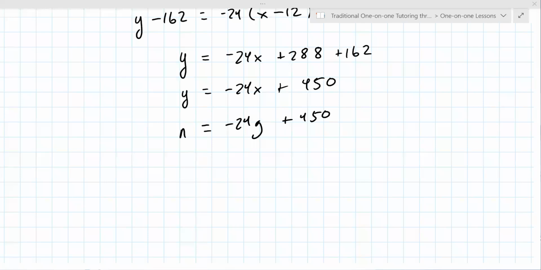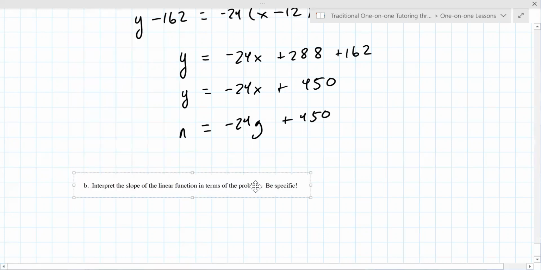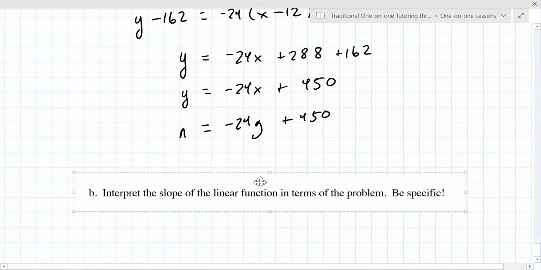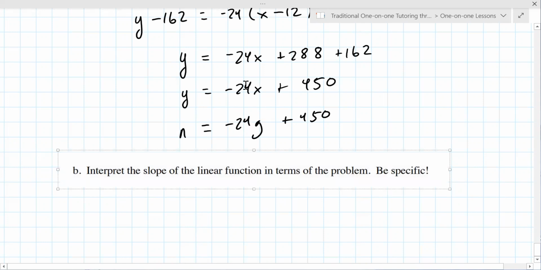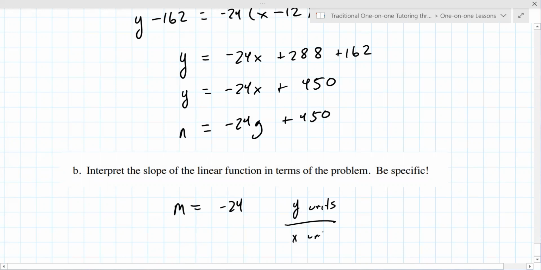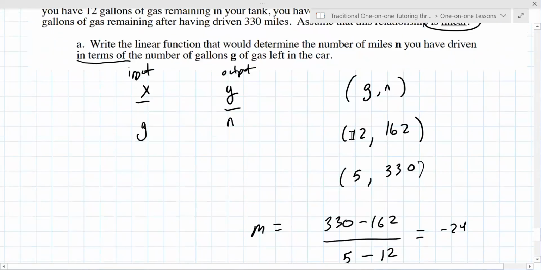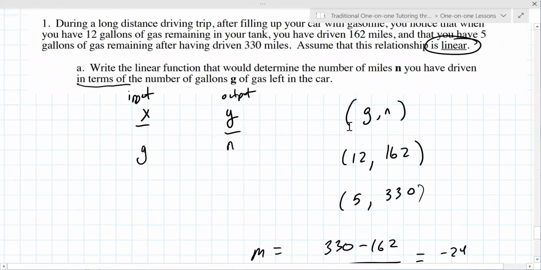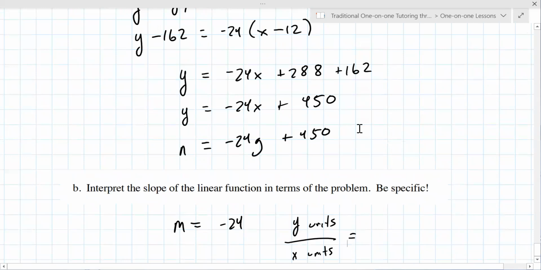Again, I don't know how they have you do this on a final, but in other classes they give you multiple choice answers for: interpret the slope of the linear function. So the slope is negative 24, but what does that mean? What are the units of the slope? It's the y units over the x units. So the input is the gas, and the output is the miles. g is gallons and n is miles. So miles per gallon.